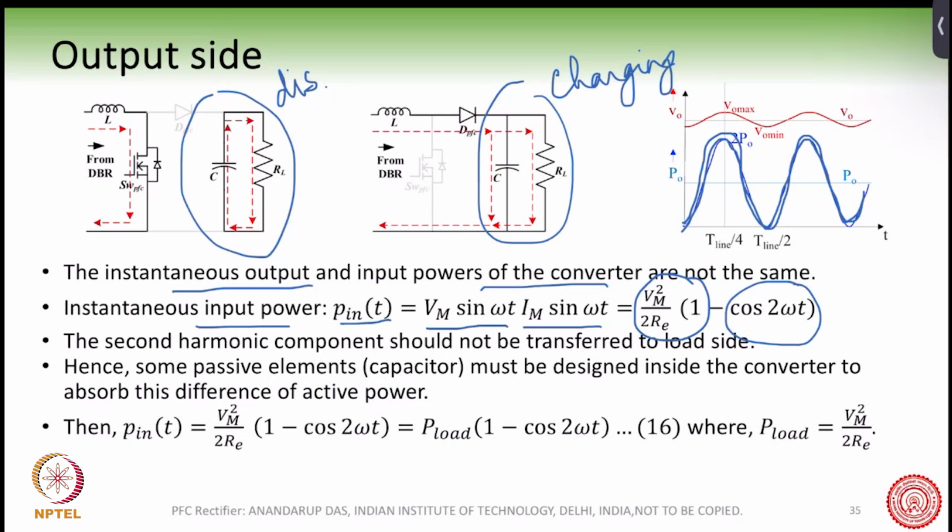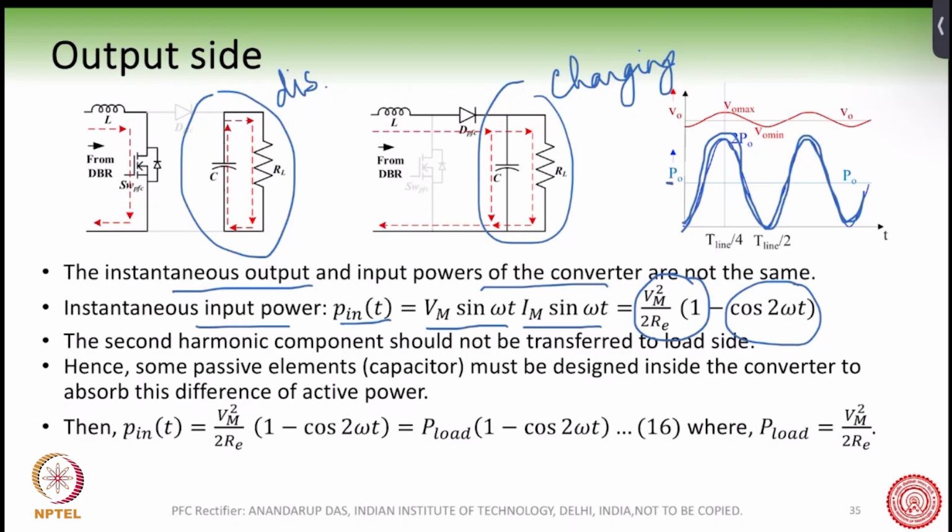But the output power, on the other hand, will be constant. We would like to have the output power constant because we are setting up a DC voltage output. Therefore, the element that absorbs this difference between P in and P out must absorb it, and it is usually done by the capacitor.